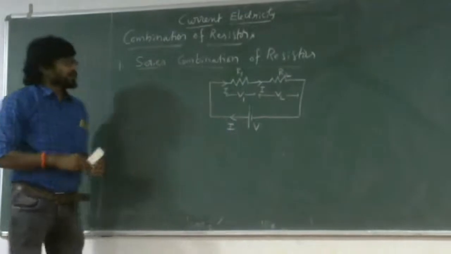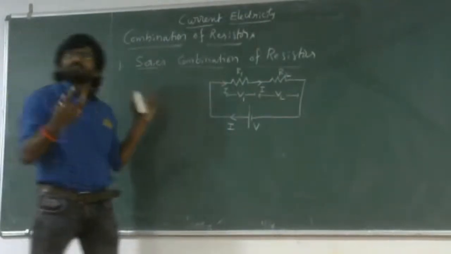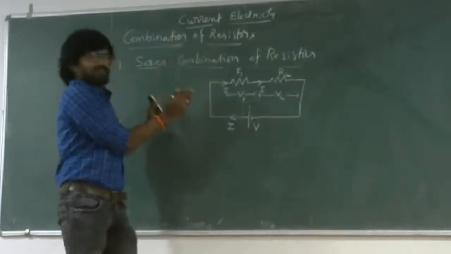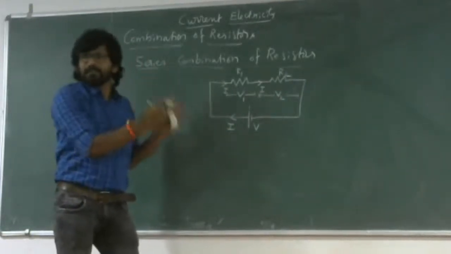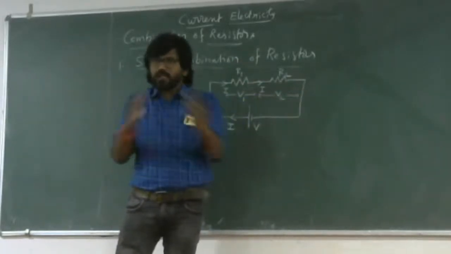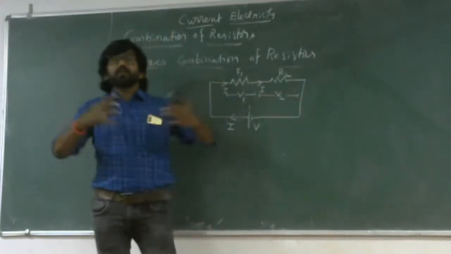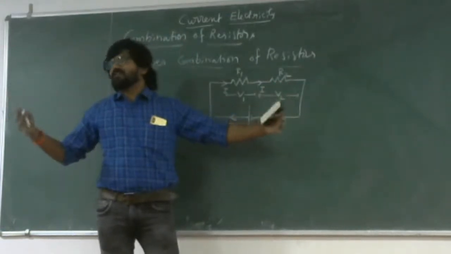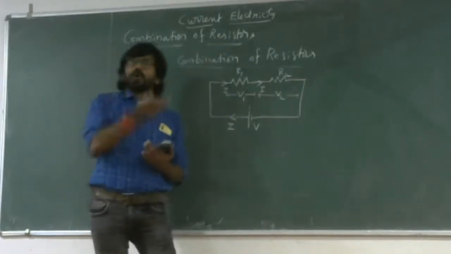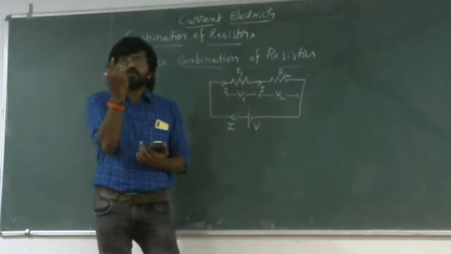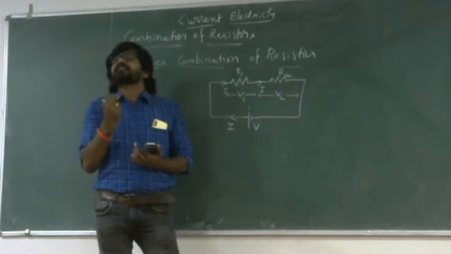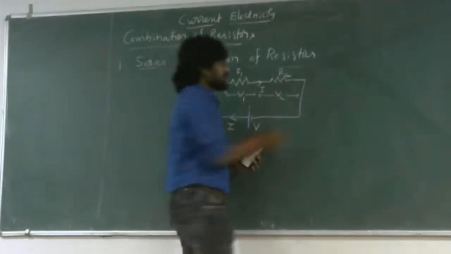Got it? Why do we need the combination of resistors, whether series or parallel? In electrical circuits, here we are considering just a simple case of two resistors. If you have n number of resistors, 100 or 200 resistors in a given circuit, it may occupy so much space in the circuit. To save the space, we replace all these resistors with a single resistor. We call it an equivalent resistor.